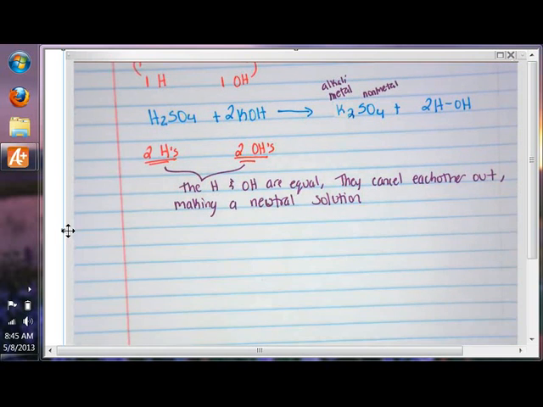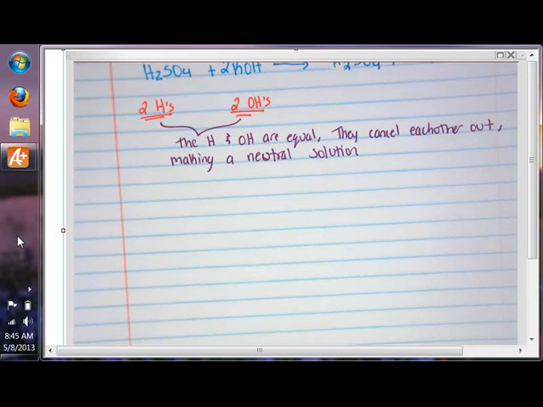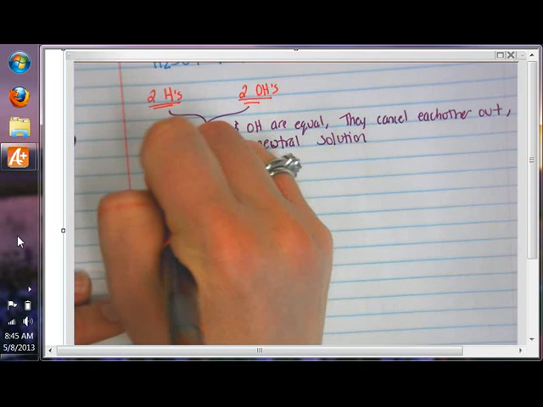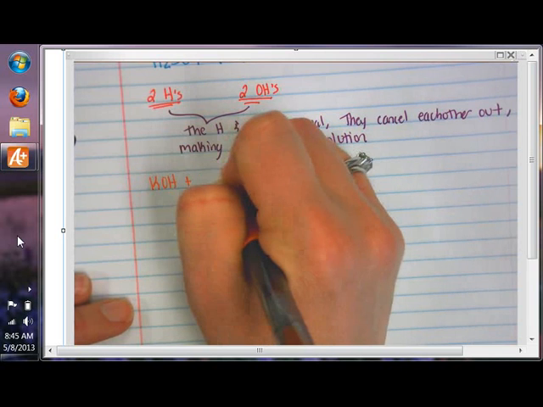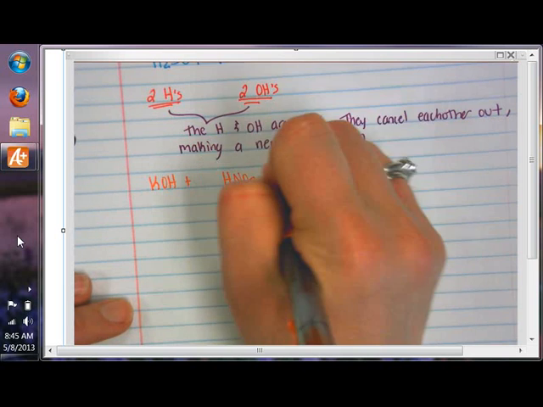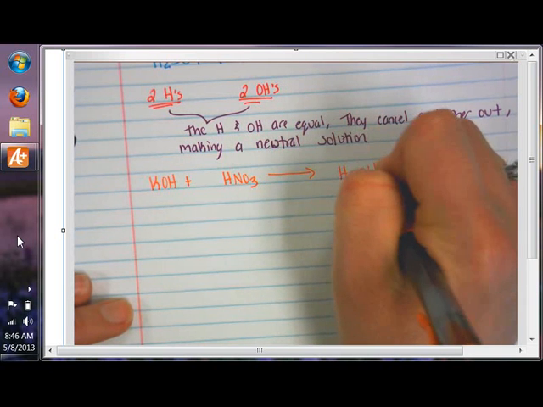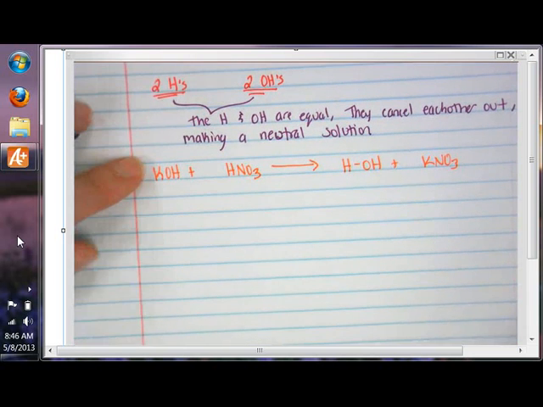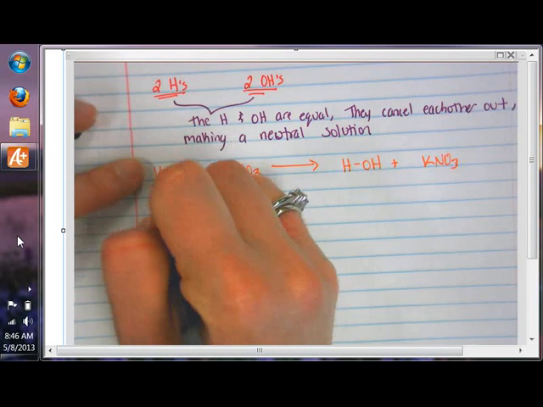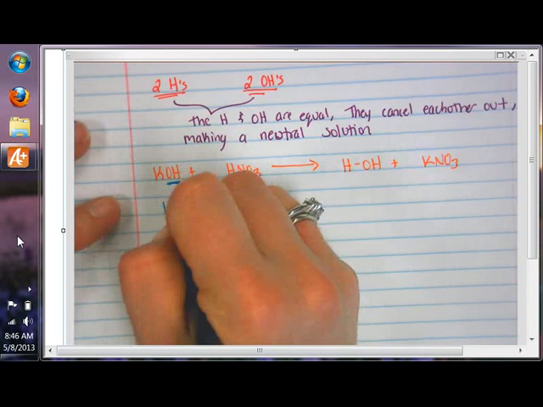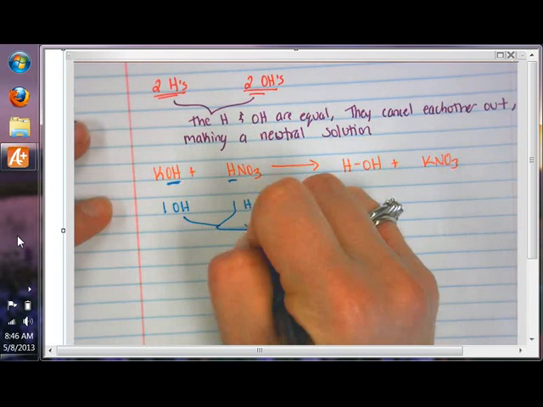Okay, let's do one more example of this. Let's do KOH plus HNO3. That gives me H-OH water and KNO3. And it's nice and balanced. Just noticing once again, there's one OH and there's one H. They cancel out.